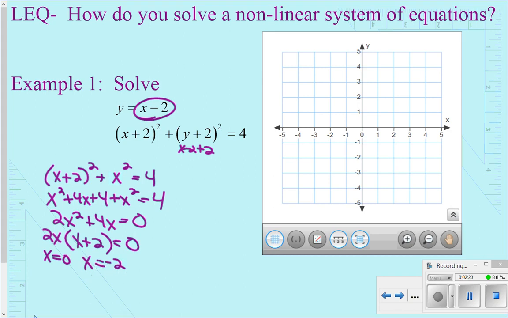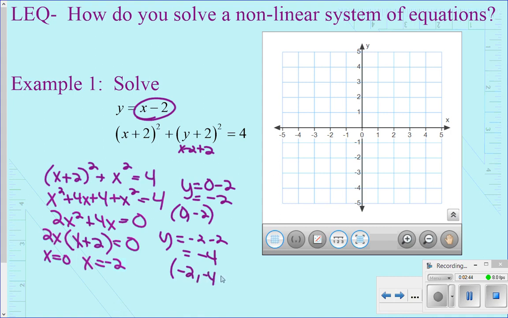Now I'm going to substitute those back in, of course, to the easier equation, the top one, and figure out the y values. So putting 0 in, 0 minus 2 is negative 2. So 0, negative 2. And putting in negative 2, negative 2 minus 2 is negative 4. So negative 2, negative 4. So those are my two solutions that I get algebraically. Hopefully I'll get the same when I solve graphically.